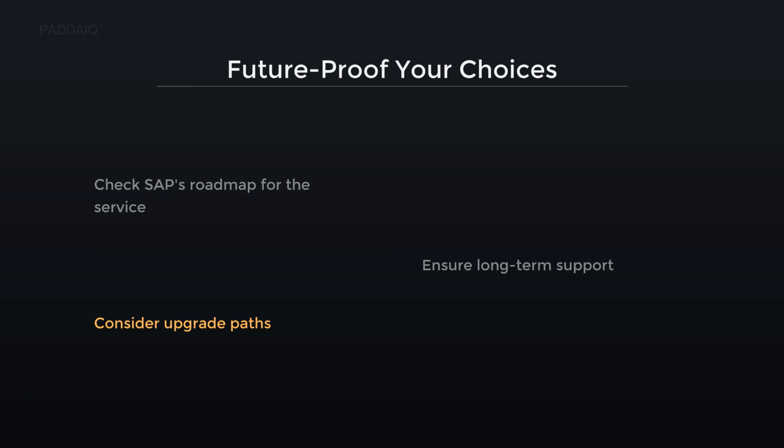Consider upgrade paths. This means choosing solutions that can easily adapt to future SAP updates without major rework. For instance, when selecting an integration tool, pick one that supports both current and upcoming SAP S/4HANA versions. This foresight saves significant time and cost later, ensuring your investment remains valuable.